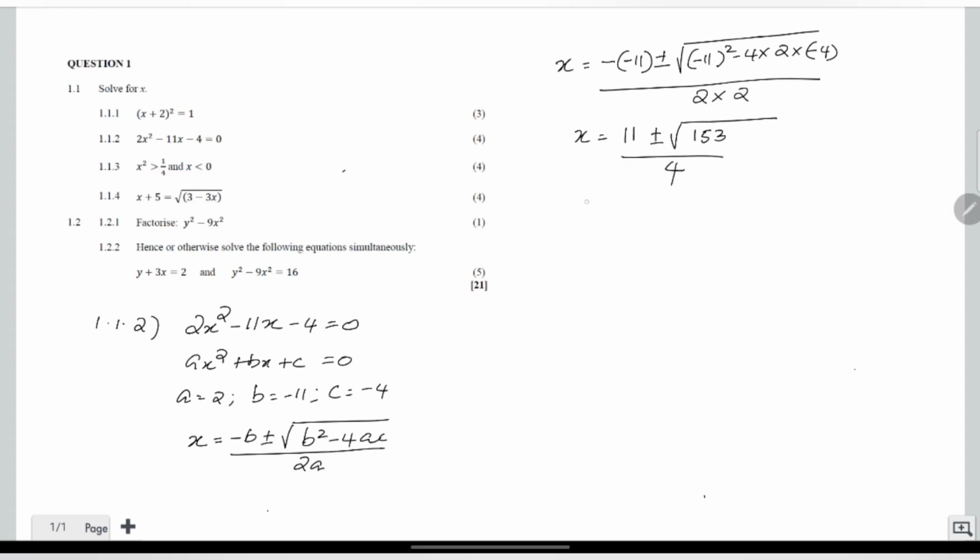So we have two values, that is x is equal to 11 plus the square root of 153 divided by 4, or 11 minus the square root of 153 divided by 4. You can use the calculator. It will give you two values. They are 5,84, or what? Another x value is negative 0,34.